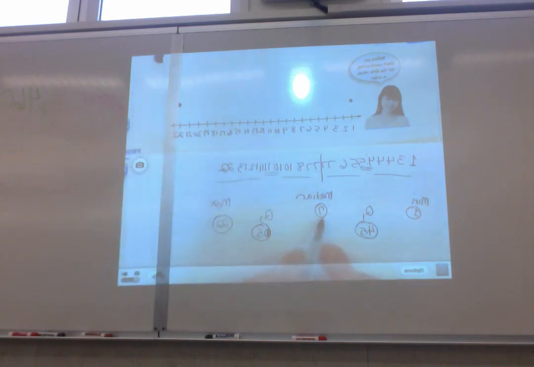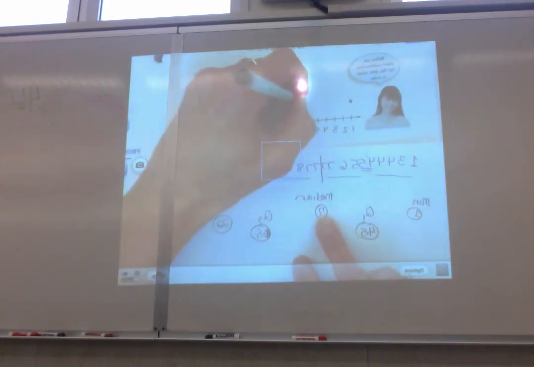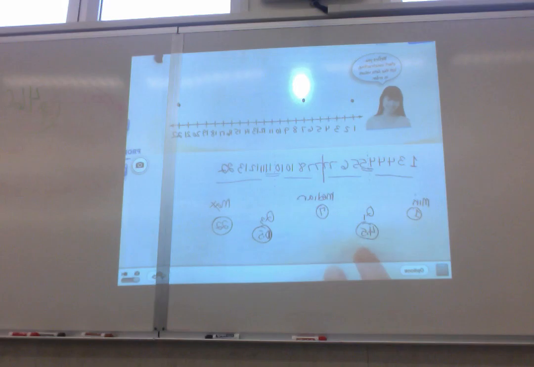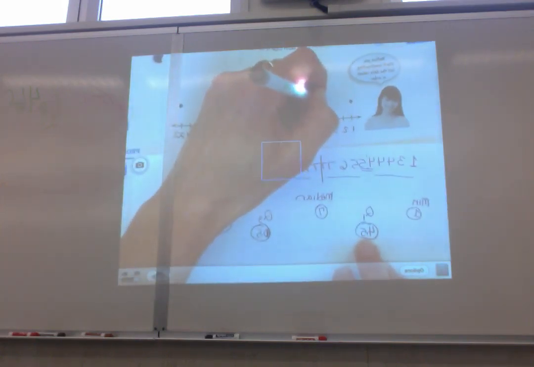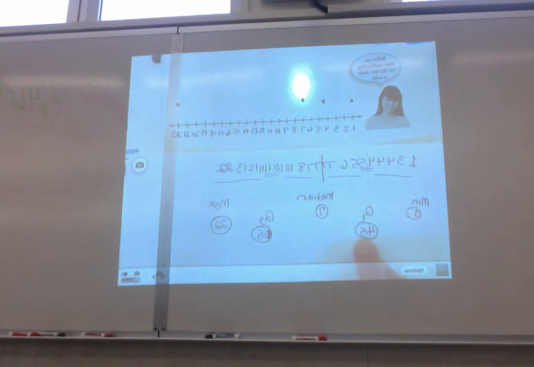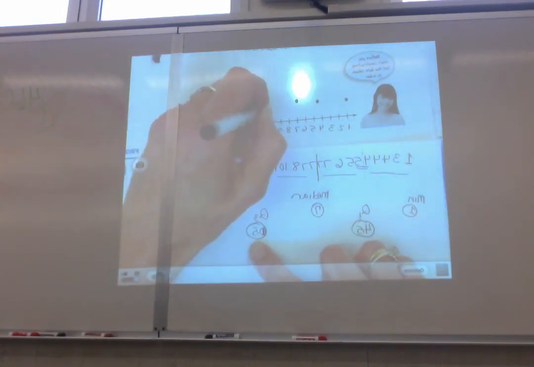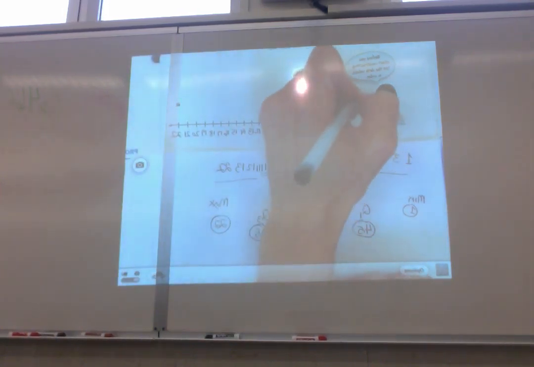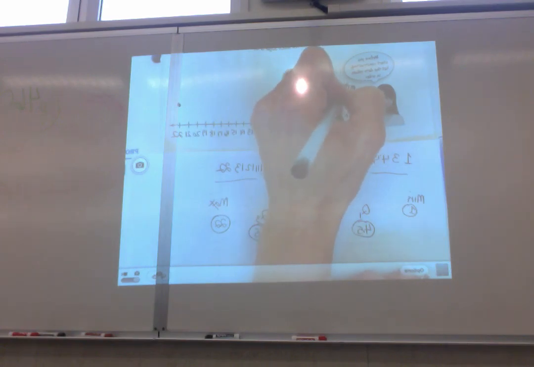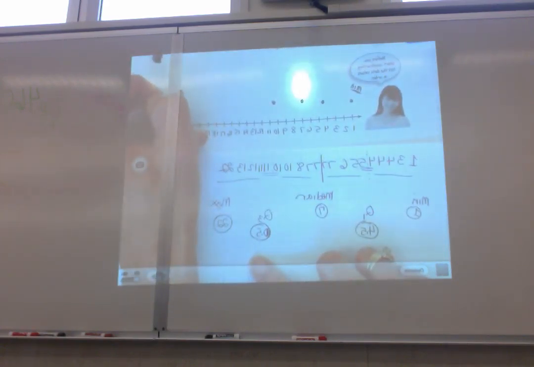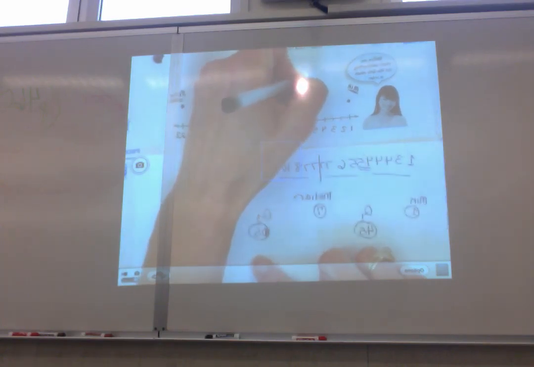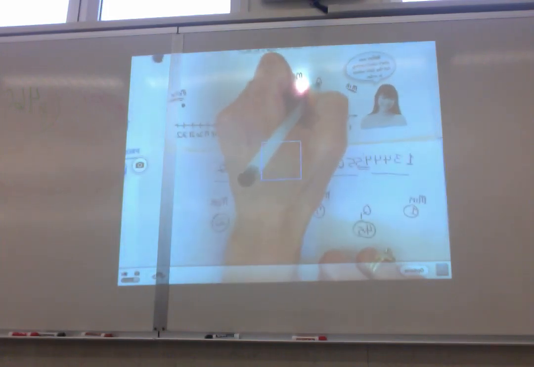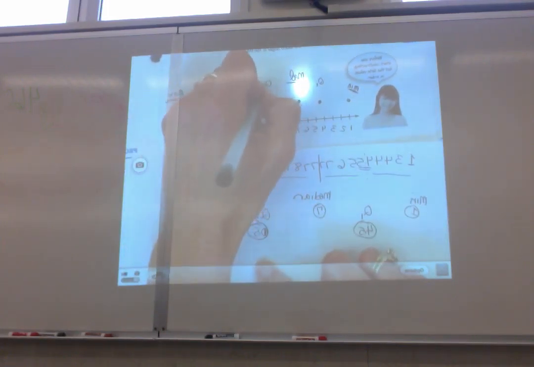I need a dot at the median, so here's 7. I need a dot at 4.5. And I need a dot at 10.5. Again, this is the minimum. This is the maximum. This is the median. This one we call Q1, and this one we call Q3.